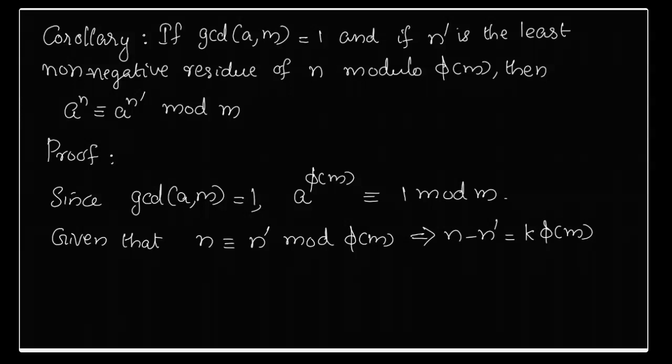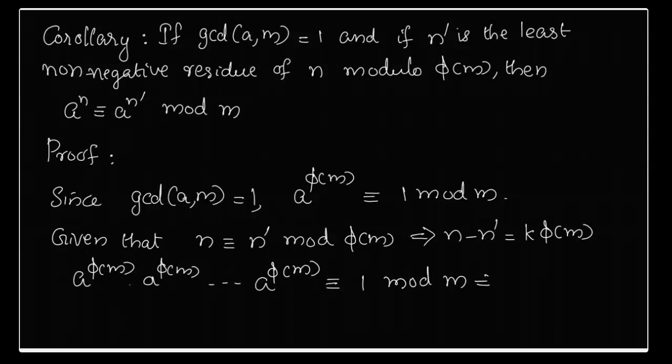Now, if we consider this congruence relation, A raised to phi of m congruent to 1 modulo m, and if we multiply this congruence relation by itself k times, then we have A raised to phi of m into A raised to phi of m into etc. congruent to 1 into 1, k copies of 1, which is nothing but 1 itself, modulo m, which implies that A raised to phi of m into k is congruent to 1 modulo m.